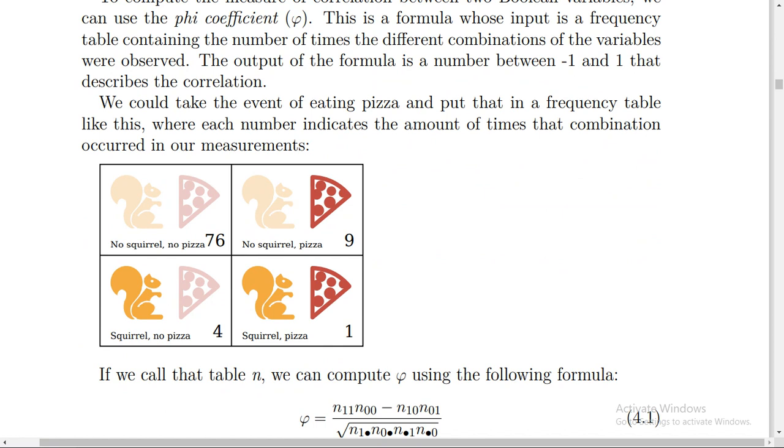76, no squirrel and no pizza, and 9, no squirrel and pizza. We have pizza here, no squirrel, yeah. Okay, so 4, we have a squirrel and no pizza, and 1, we have a squirrel and pizza. We have 2 of those. We have 2, a squirrel and pizza, yeah.